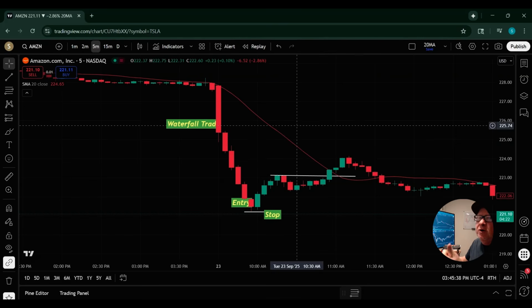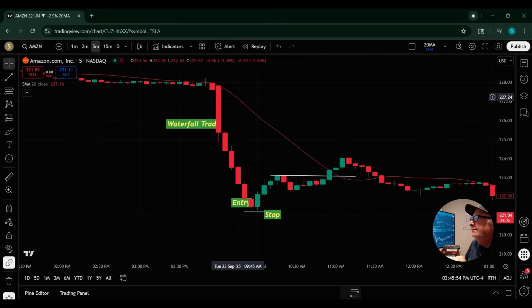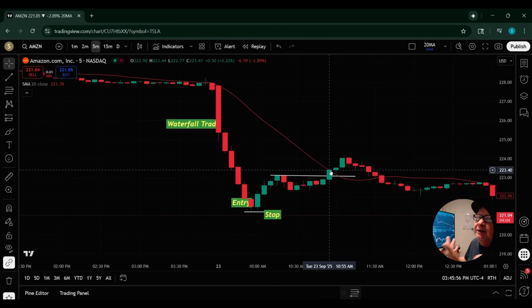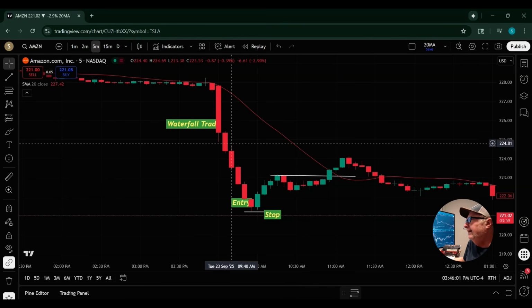Look for the waterfall, see it on the 2-minute, switch to the 1-minute, buy when green takes red and closes above red, switch to the 5-minute, look for the 20 simple moving average, and that's where I'm looking to take profit. Again, a simple trade.